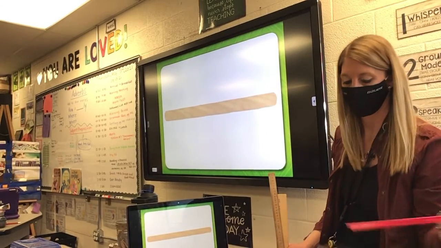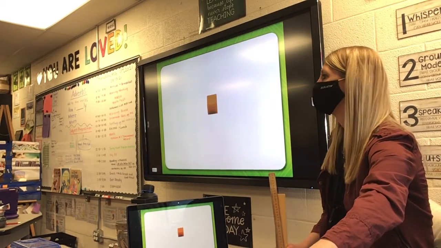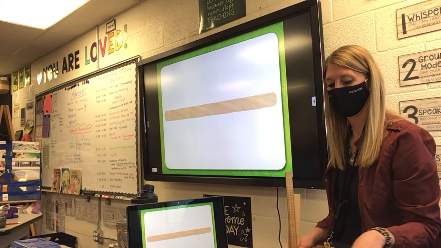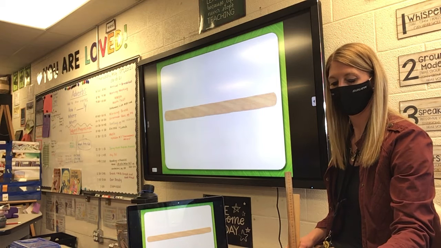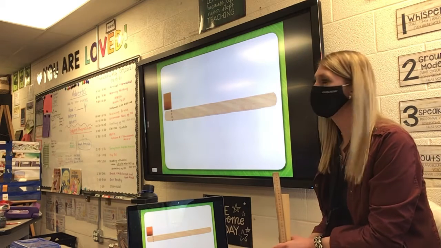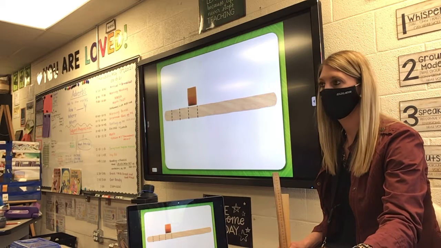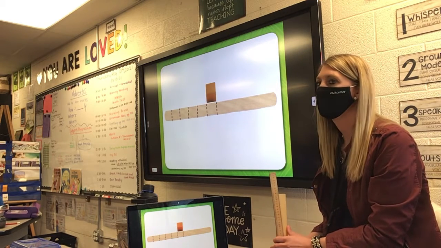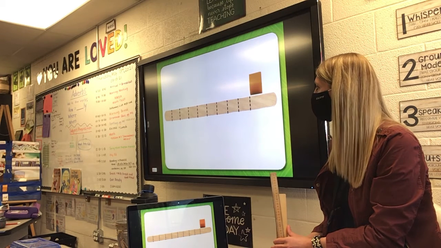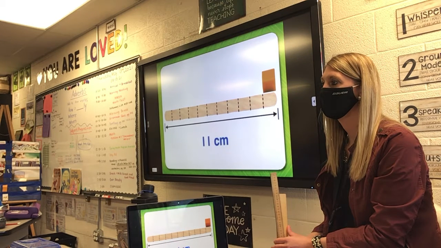Now let's try and estimate the length of this craft stick in centimeters. Remember that the base 10 block we measured earlier was about 1 centimeter long. We can section this craft stick into parts about the size of a base 10 block. Let's try and estimate about how many parts there are. This is about 1, 2, 3, 4, 5, 6, 7, 8, 9, 10, 11 centimeters. This craft stick is about 11 centimeters.